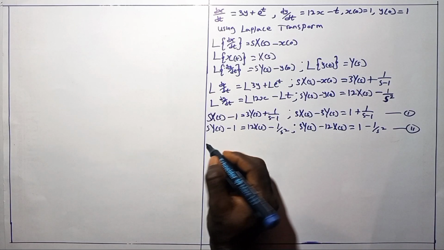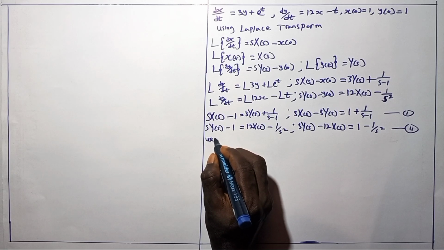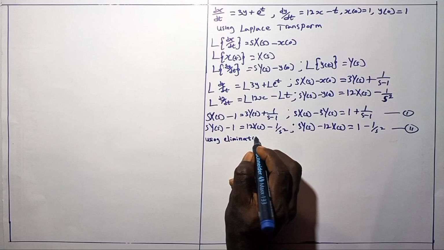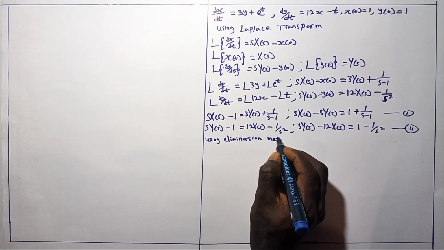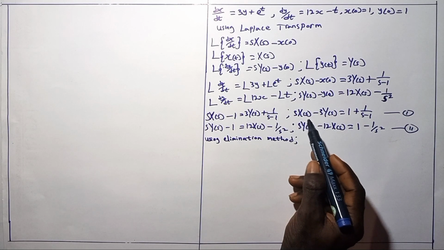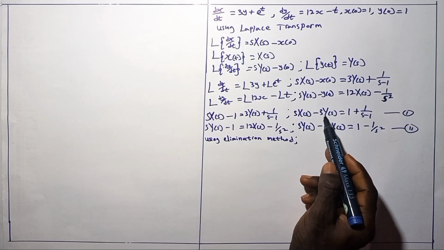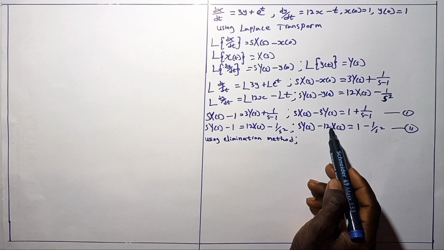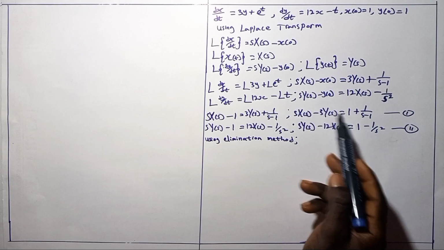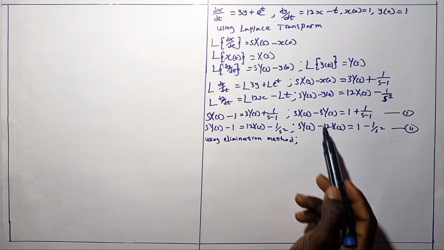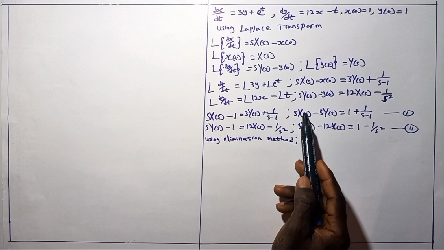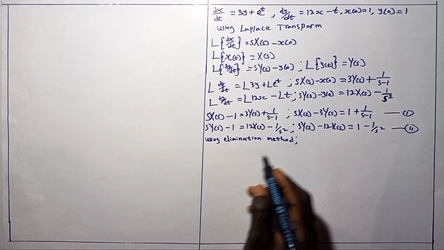So using the elimination method, how do we eliminate x of s so I'll be left with y of s? To eliminate x of s, I just need to interchange the coefficients and multiply them with both equations. So I will multiply equation 1 with 12, and I will multiply equation 2 with s, so by the time I add them up, x cancels out. So that's what I'm going to do.